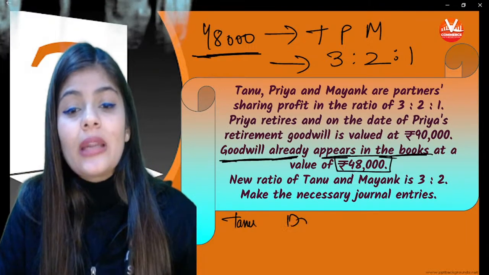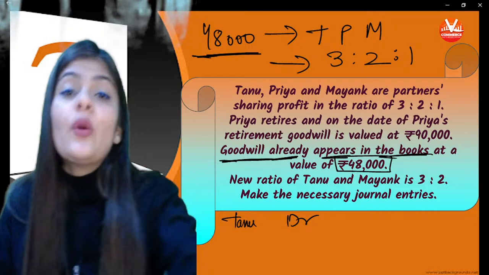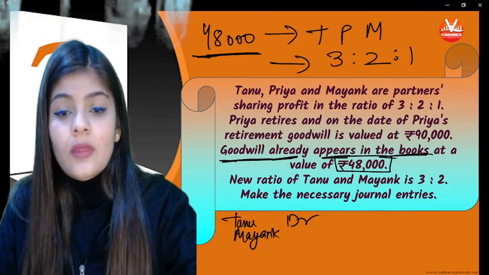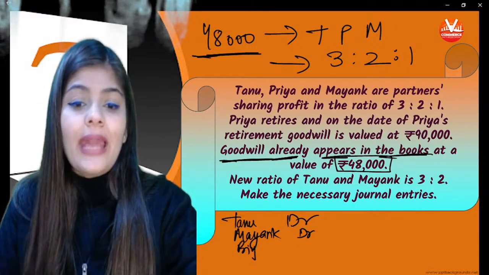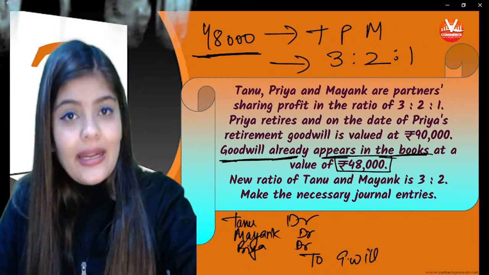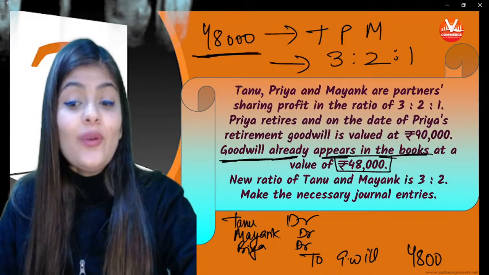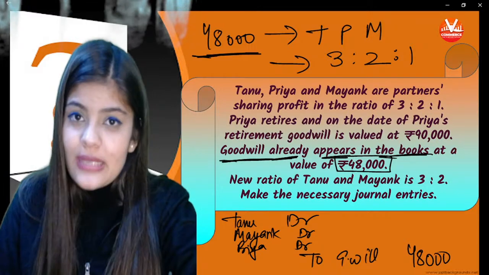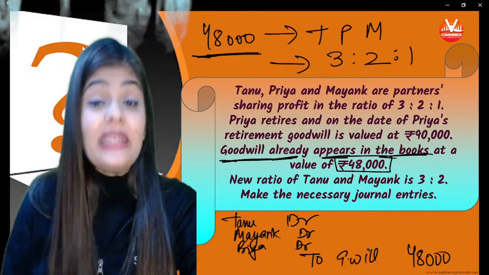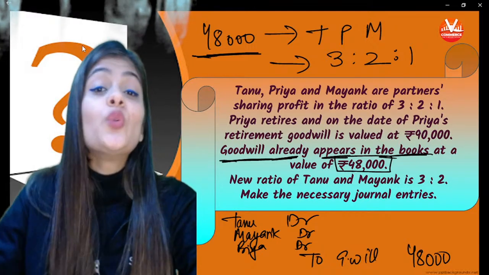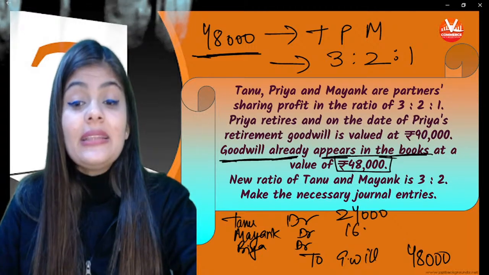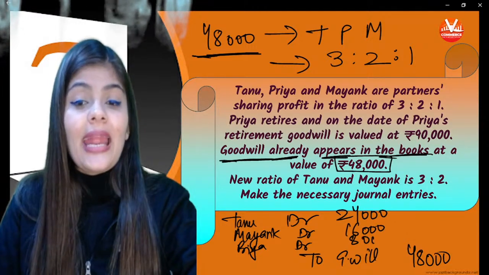So goodwill appearing in the books will be written off among all the partners. Tanu account debit, Mayank account debit, Priya account debit to goodwill. Goodwill will be credited. So the existing goodwill is 48,000, which will be divided among all the partners in the old ratio 3:2:1. 24,000, 16,000 and 8,000.